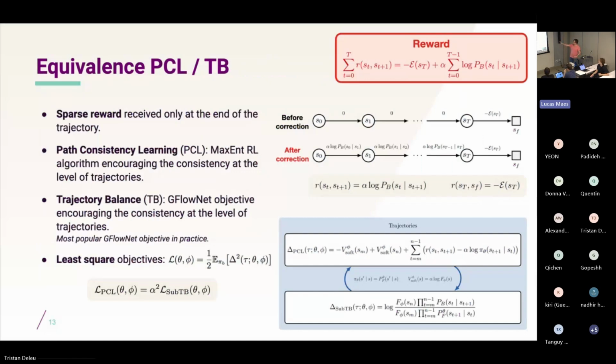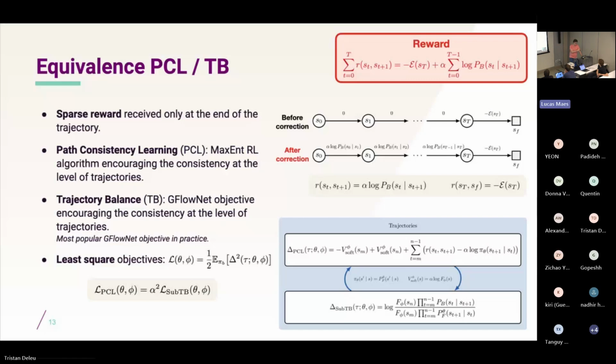So this equivalence between path consistency learning and TB. Path consistency learning is a MaxEntRL algorithm that encourages consistency at the level of complete trajectories. If you look at a complete trajectory, and at what's going on between the values at both ends of these trajectories and the policy, then you have this consistency that we're trying to encourage, which is what we show in this delta PCL.